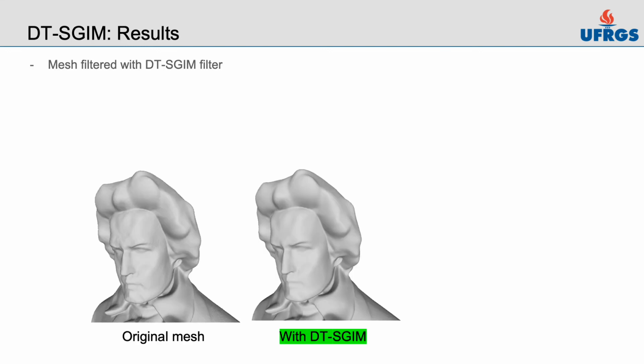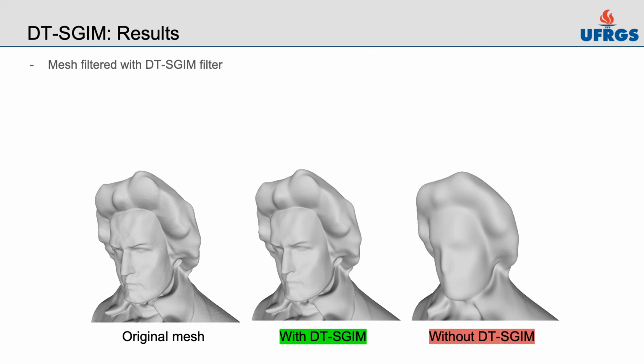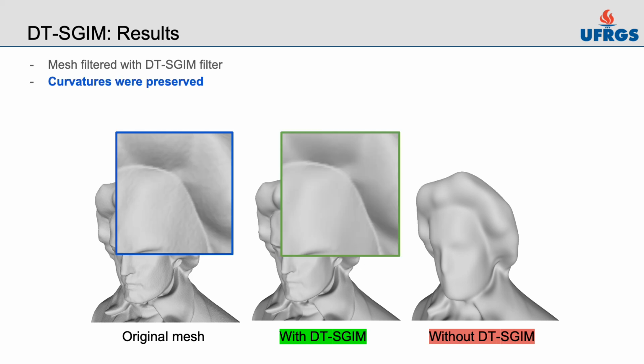Now we present some results. We start by showing a noisy mesh filtered with our filter. To the right, you can see what happens when the mesh is filtered by a conventional smoothing filter that does not consider curvature information. In the middle, we show the result obtained from our filter. Note how the curvature was better preserved, and at the same time, the noise was removed.